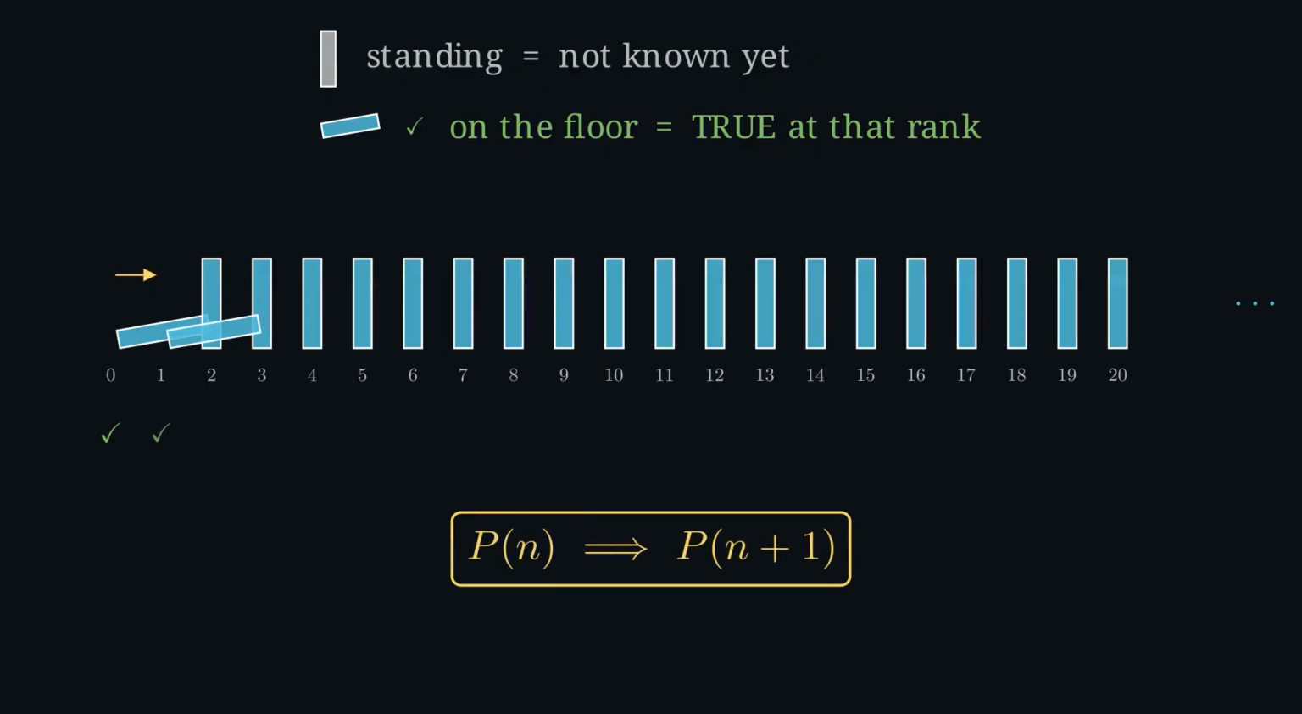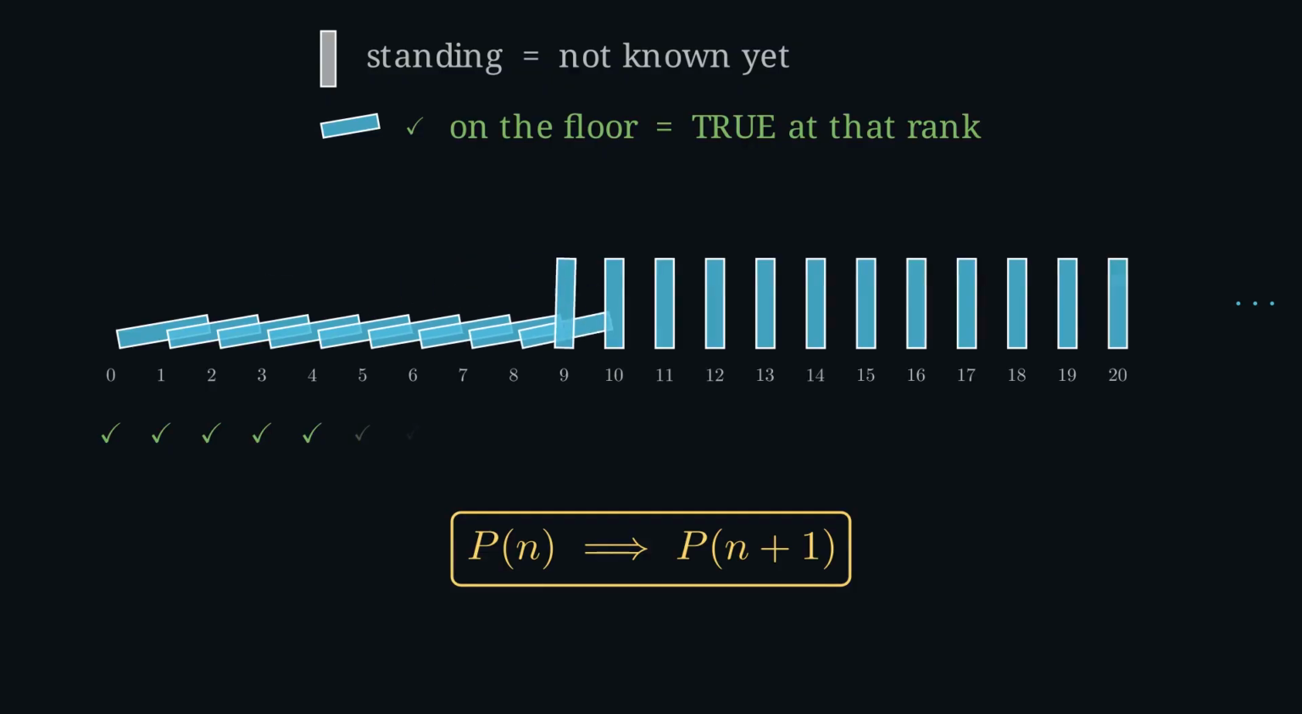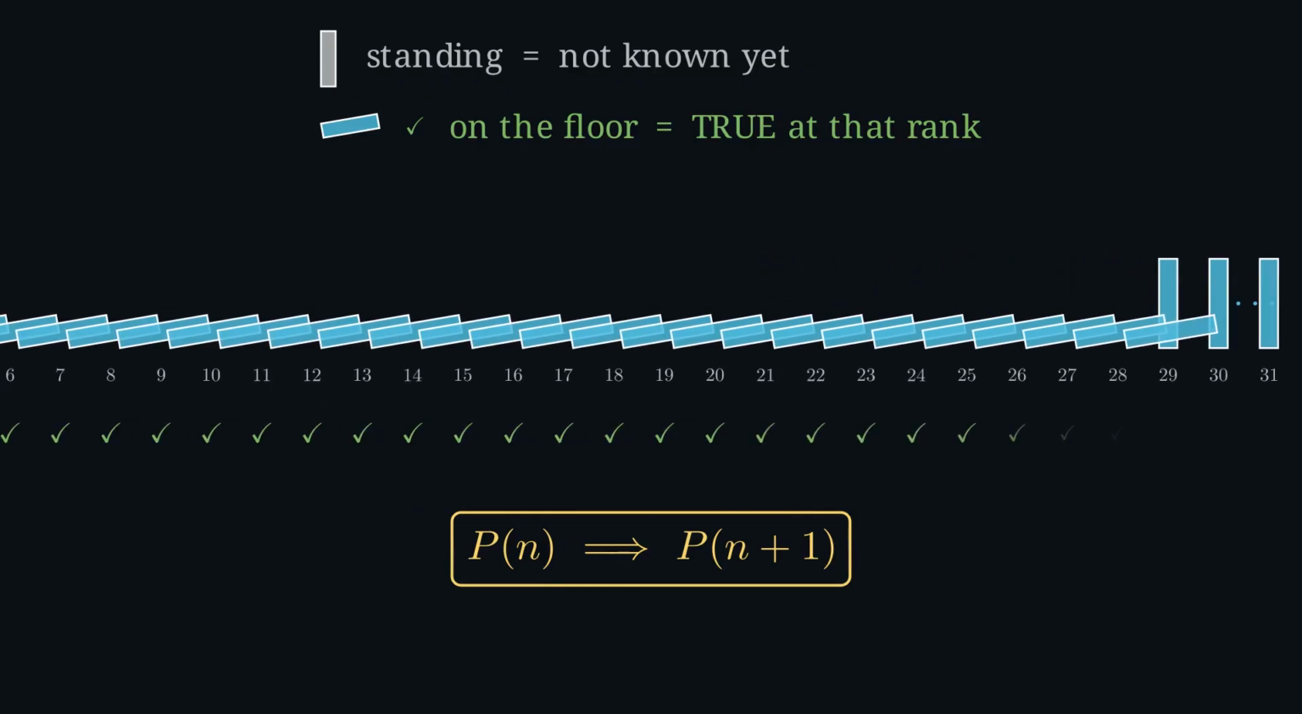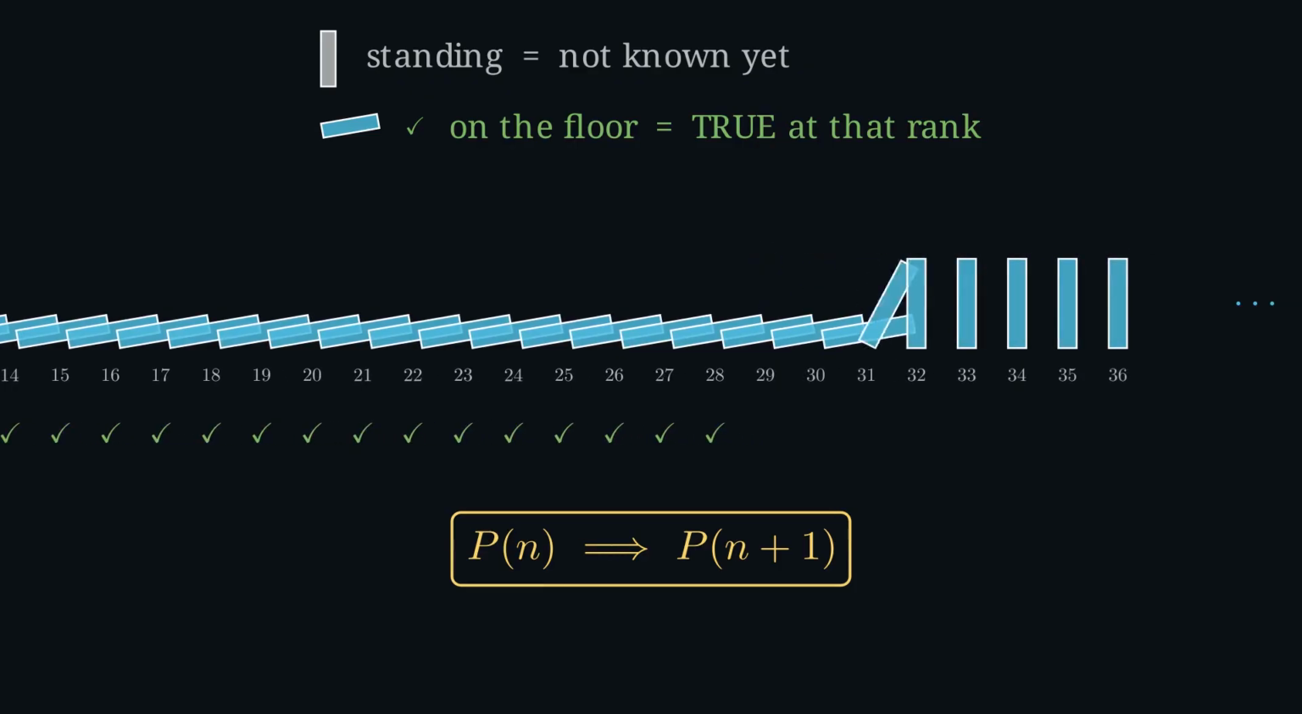Now suppose the tiles are spaced so that any fallen tile knocks the next one down. Truth at a rank forces truth at the rank after it. Then watch what happens. It never stops. Every rank ends up on the floor. Two facts and infinitely many truths.